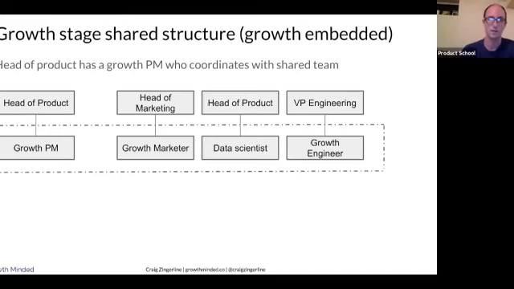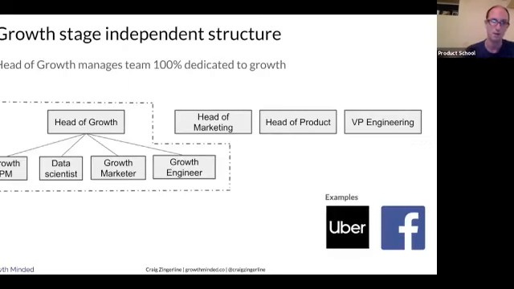I ran growth at a company called Upside that was like this. Another structure is very similar, but instead of a head of growth, there's a head of product and then a growth PM. And again, this cross-functional part-time team. So this is also pretty common. And then there's the fully independent structure.